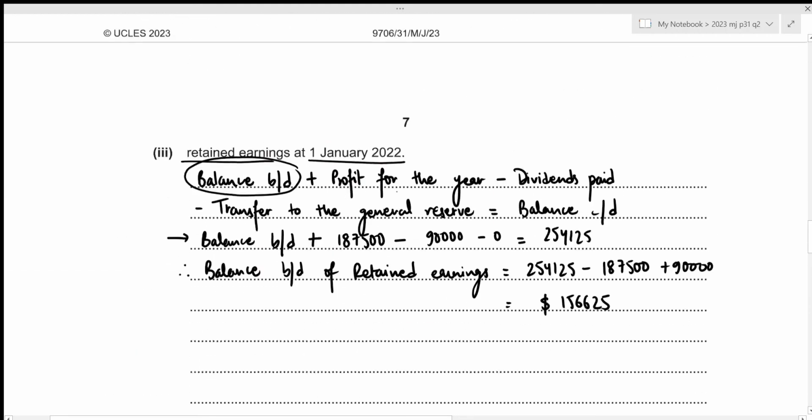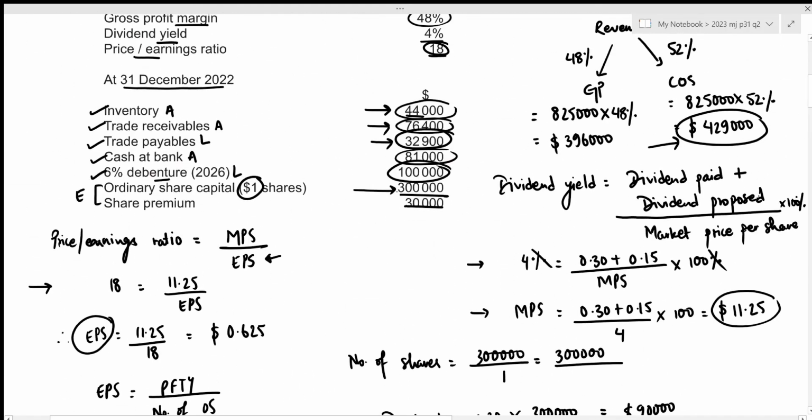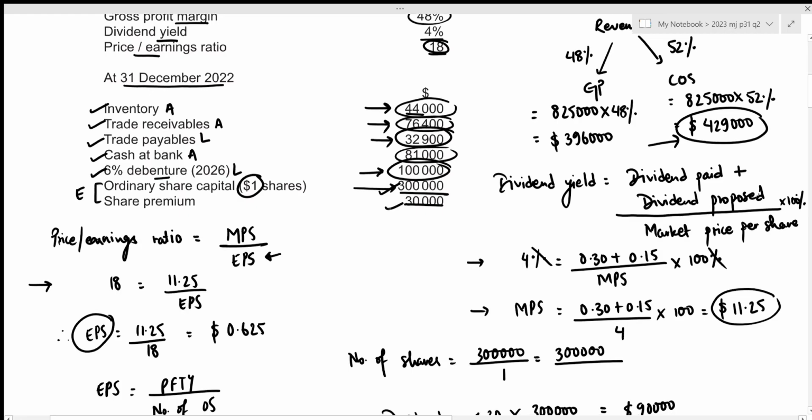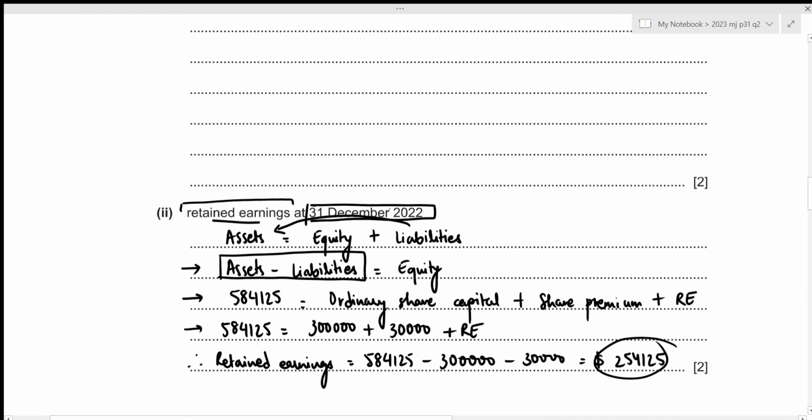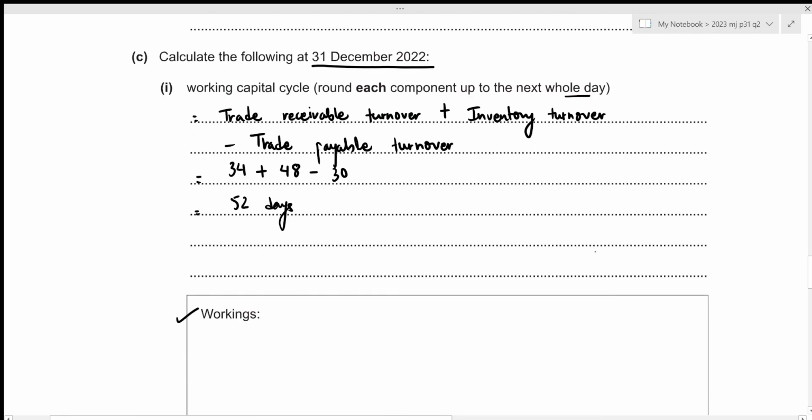Okay, so we were given debentures, which will be our non-current liability, right here, that's of 100,000. And then for equity, we have 300,000 and 30,000 as ordinary share and share premium, and we have already calculated our retained earnings below. So we need to include that as well. And our retained earnings have the value of 254,125. So let's calculate our gearing ratio.